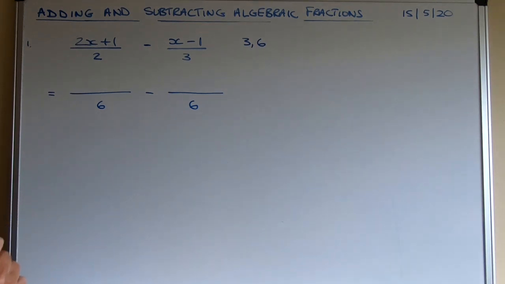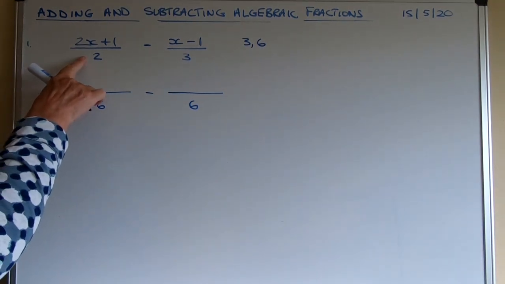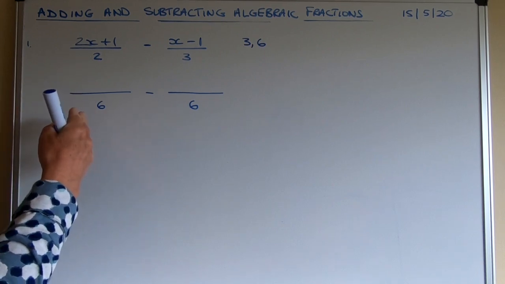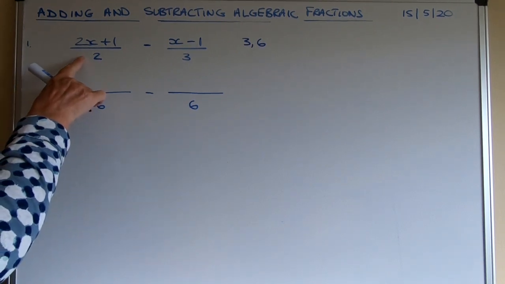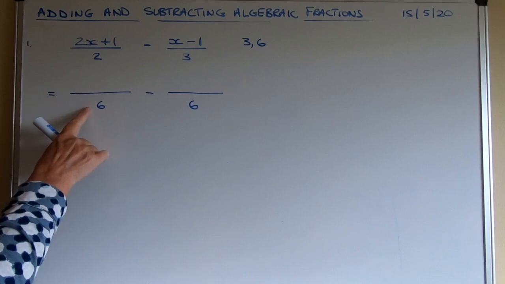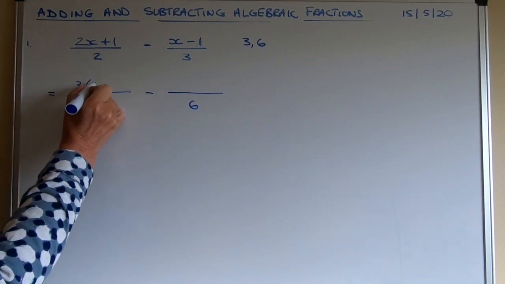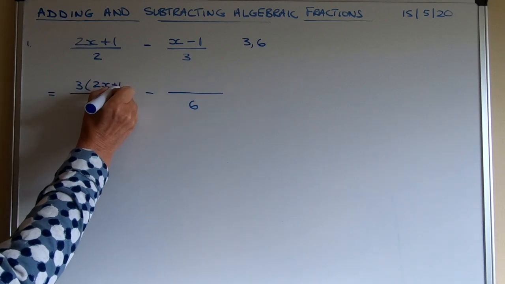Now we had a denominator of 2 and we have multiplied it by 3. Now you can look back at yesterday's video if you're unsure. Having multiplied the bottom by 3 to get 6, I must do exactly the same to the top. So that would be 3 times (2x + 1).